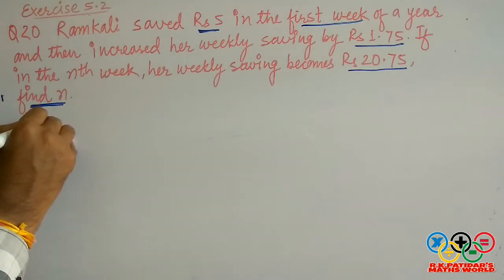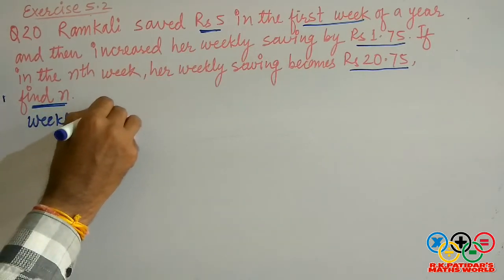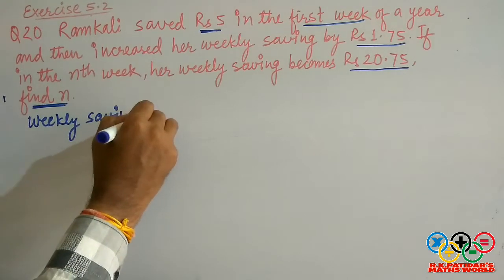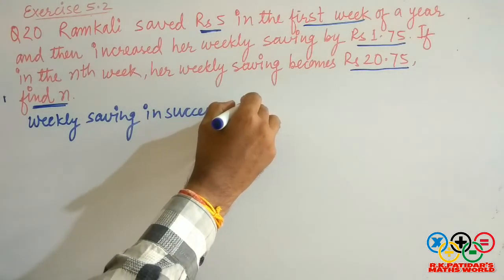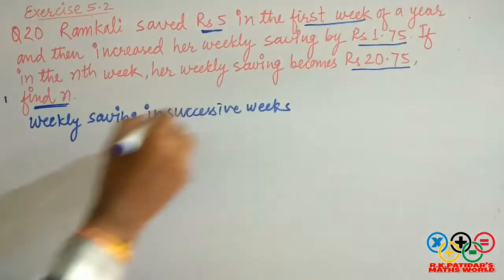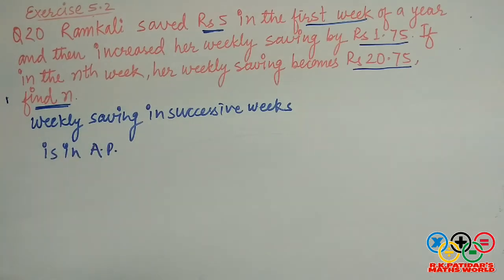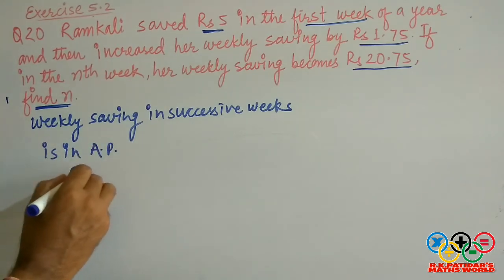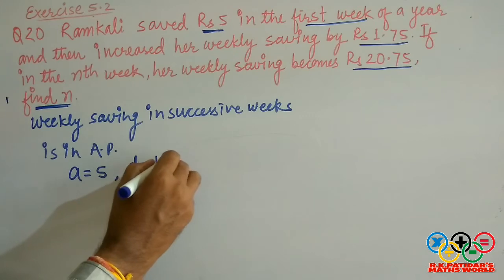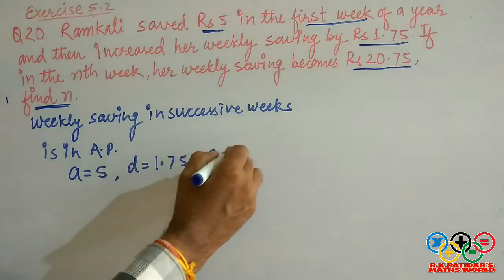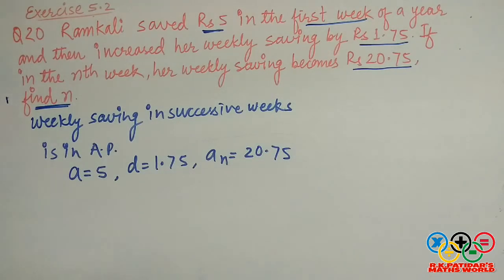Here it is the weekly saving. This weekly saving in successive weeks is in what? AP. Savings in successive weeks will be in AP. And the first term is what? Rupees 5, so it is 5 and the difference is what? 1.75, and the nth term is what? Rupees 20.75. We have to find out the value of n.